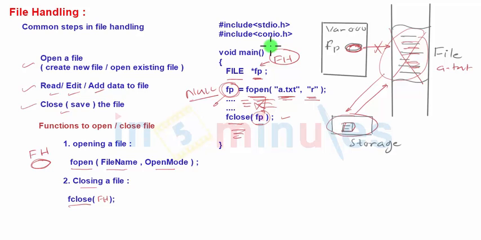So fopen is used to open a given file in a given mode. It returns a pointer called the file handle, using which you can handle the file. And fclose is used to close the file once the task on the file is done.